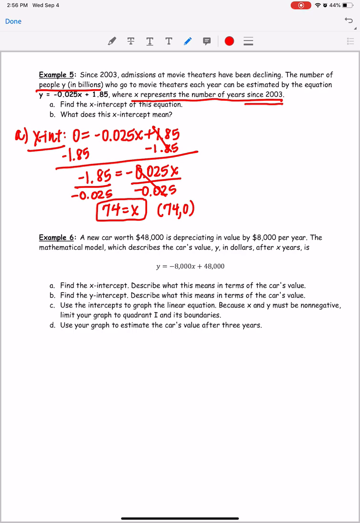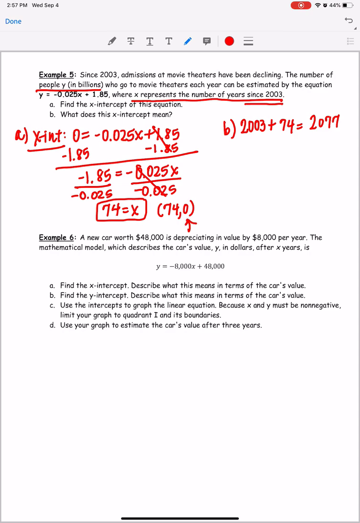So part B wants to know, what does this mean? We got 74 for the x. What does x represent? x represents the number of years since 2003. So because it is since then, that means after it. So we got 2003 plus my 74. That means we are in year 2077.